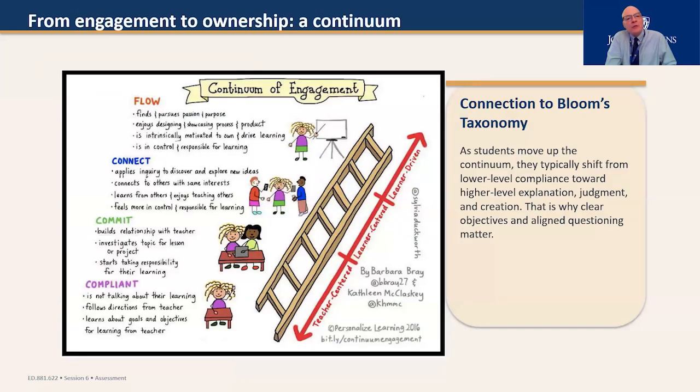So the continuum for engagement is really what we are after in our learning designs. And I really love this graphic, and it's a graphic that we often choose to use and discuss in the class. And it's really a continuum. So many teachers, many instructional leaders are simply happy with a student who, at the bottom of the ladder, is compliant. And so we talk most of the time behaviorally about this, that they're not talking, they're obeying the rules of the classroom, but they're not really doing much else.